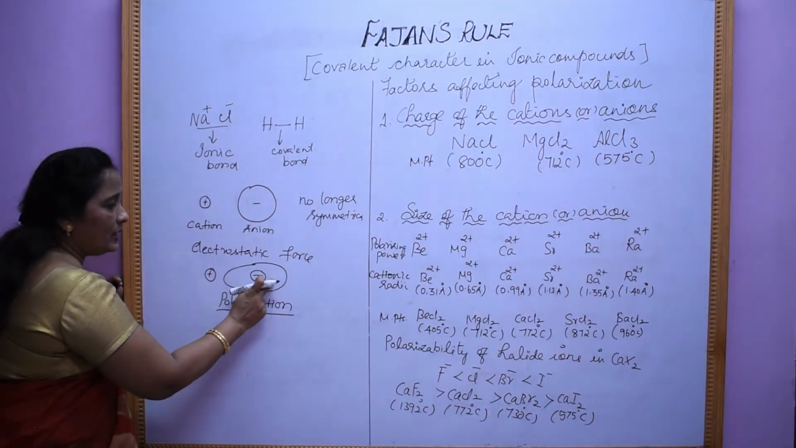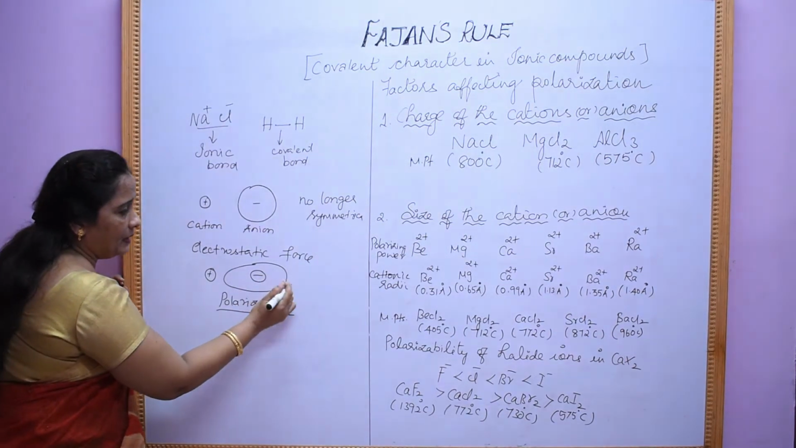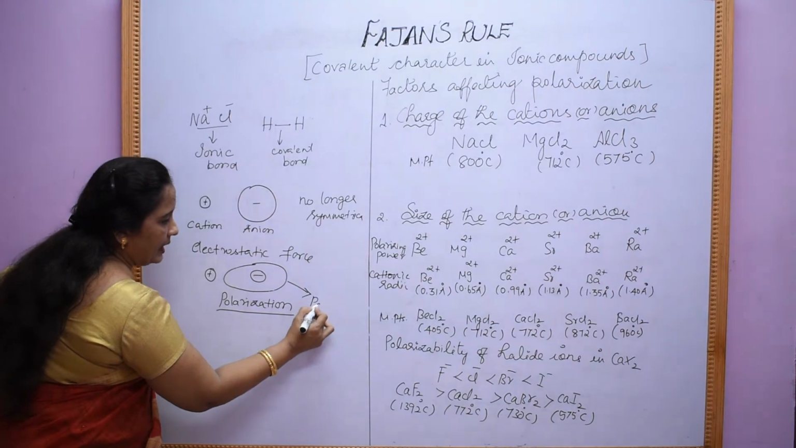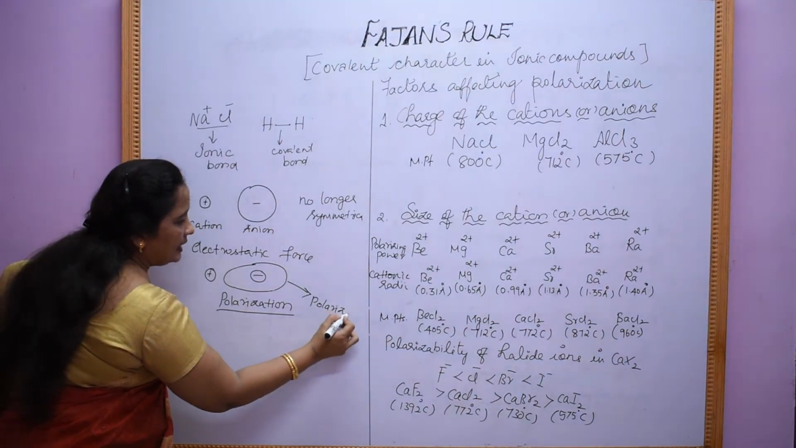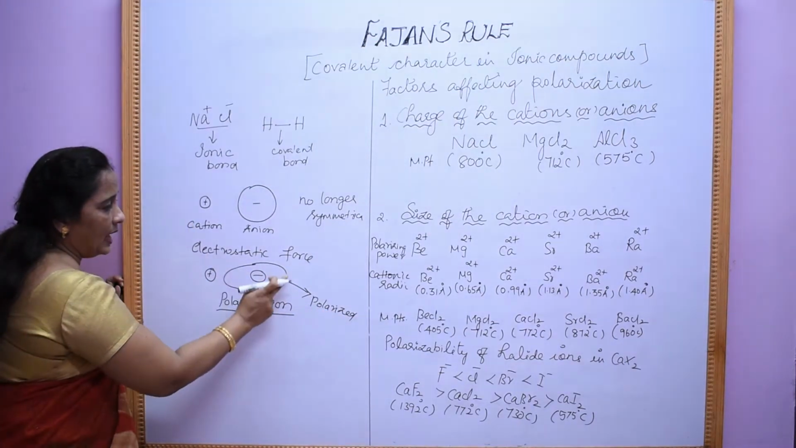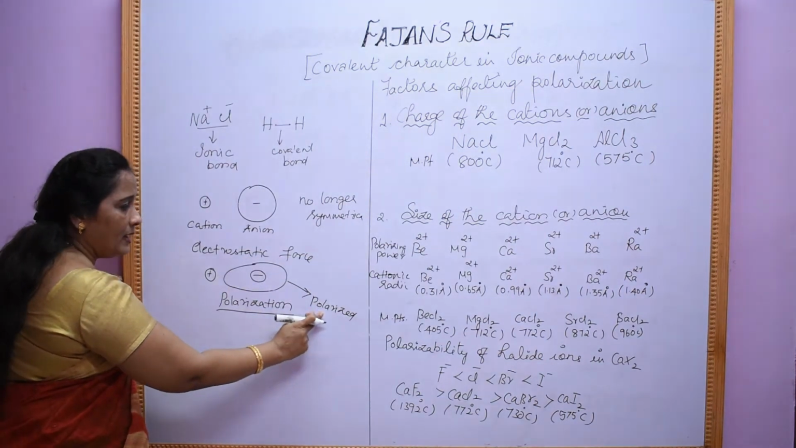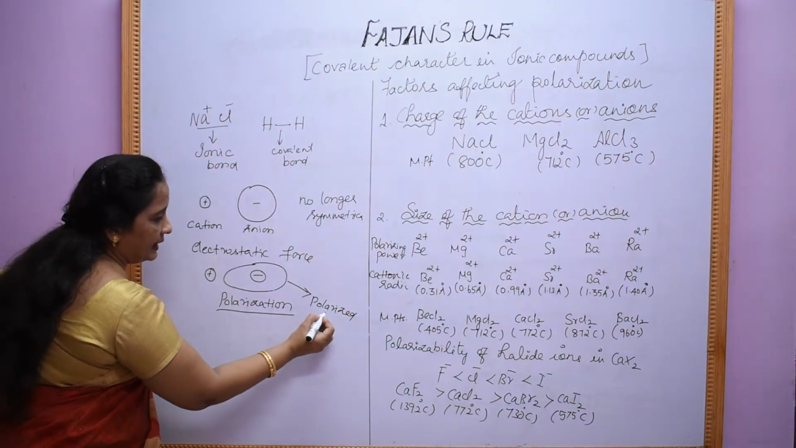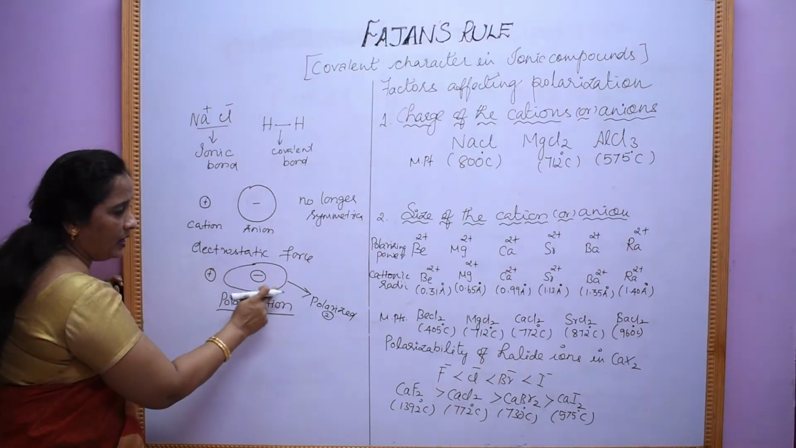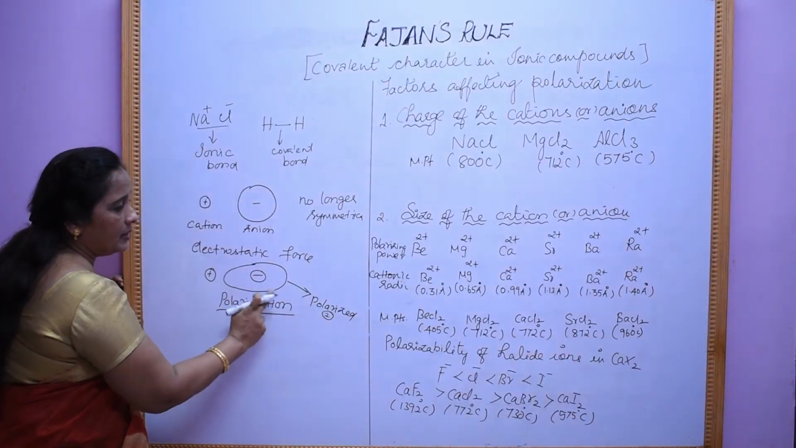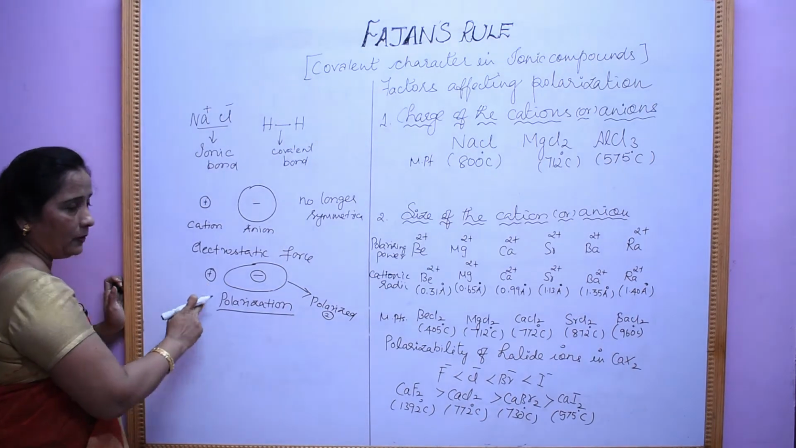Now the anion is getting polarized, and we say that the anion is getting polarized by the cation, right? So we have studied the second term, the polarizability of the anion. Here the anion is getting polarized by the cation, right?